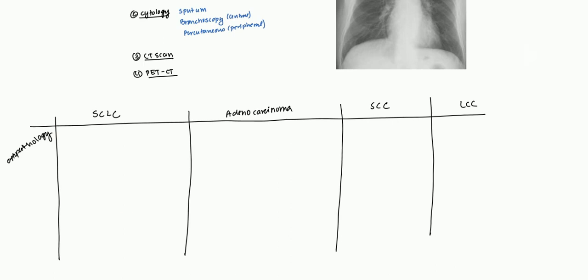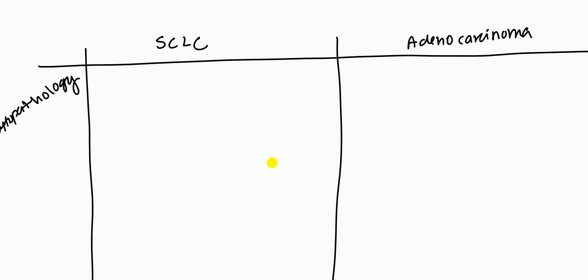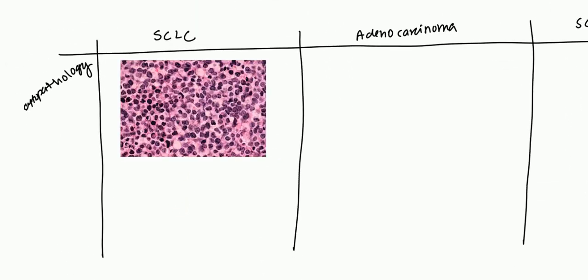So the first one we'll look at is a microscopic look at small cell lung cancer. And as the name implies, you have small cells, right? Also called oat cells. And what these tend to look like is small cells with very little cytoplasm. And these are very reminiscent of lymphocytes.